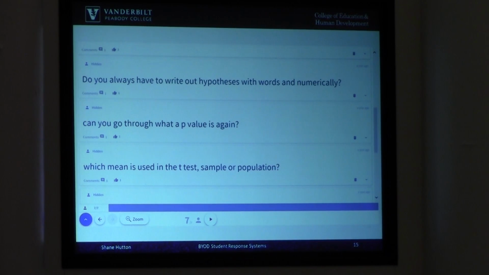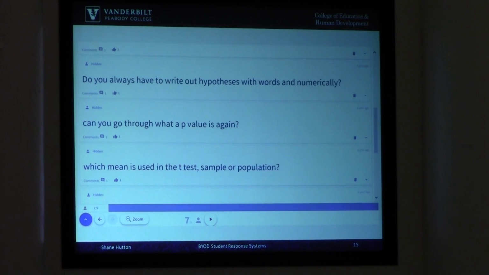So I'll comment and type in the answers as well, if I don't have time in class to do that. Also, students can like. My students didn't use it, but they can like. So if you have a question that has like 15 likes on it, you know that you need to answer that one in class.